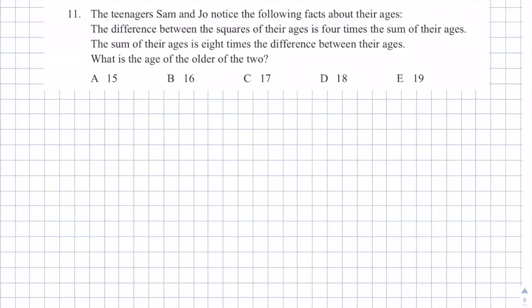So, question 11. The teenagers Sam and Joe notice the following facts about their ages. The difference between the squares of their ages is 4 times the sum of their ages. The sum of their ages is 8 times the difference between their ages. What is the age of the older of the two? So we've got A is 15, B is 16, C is 17, D is 18, and E is 19. What would we do for this question?